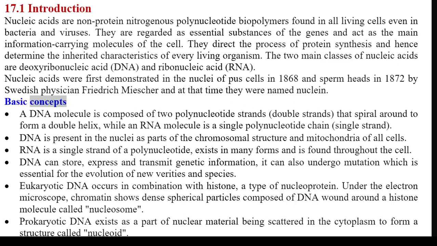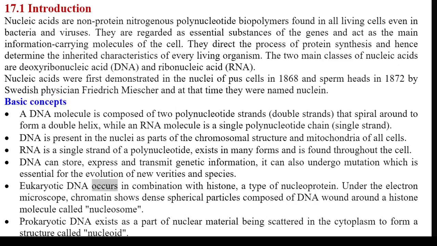Basic concepts. A DNA molecule is composed of two polynucleotide strands, double strands, that spiral around to form a double helix, while an RNA molecule is a single polynucleotide chain, single strand. DNA is present in the nuclei as parts of the chromosomal structure and mitochondria of all cells. RNA is a single strand of a polynucleotide, exists in many forms and is found throughout the cell. DNA can store, express and transmit genetic information. It can also undergo mutation, which is essential for the evolution of new varieties and species.